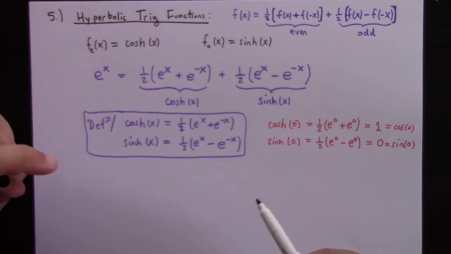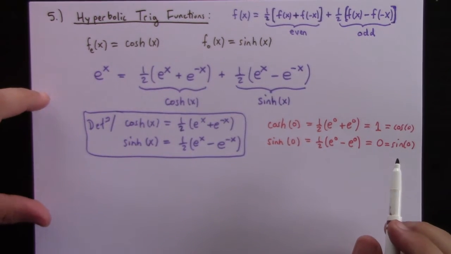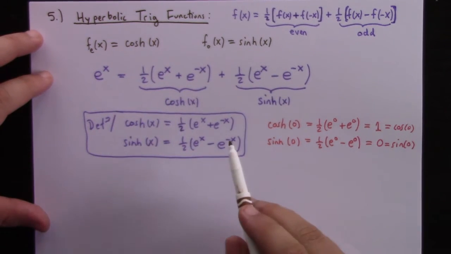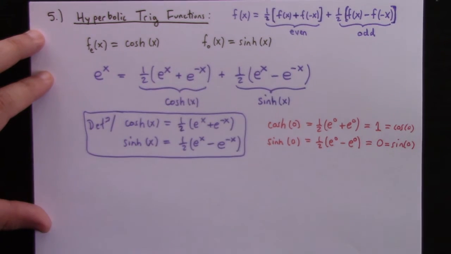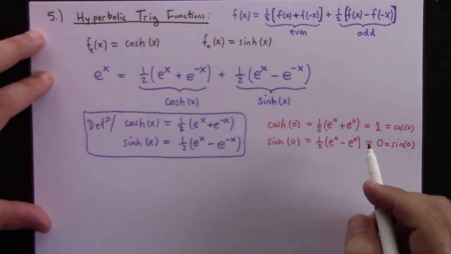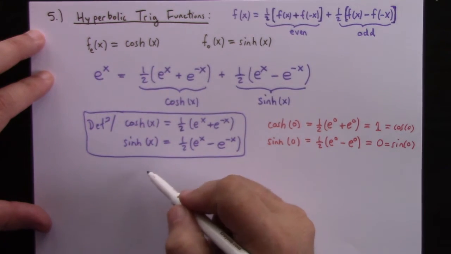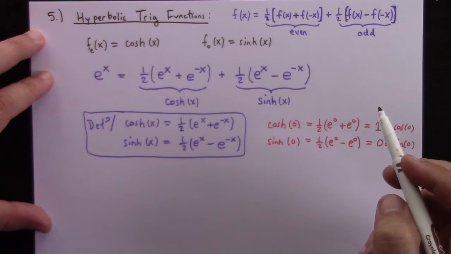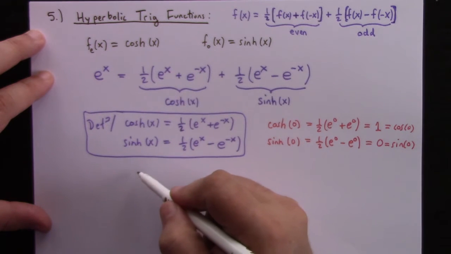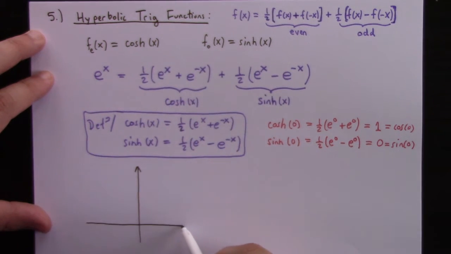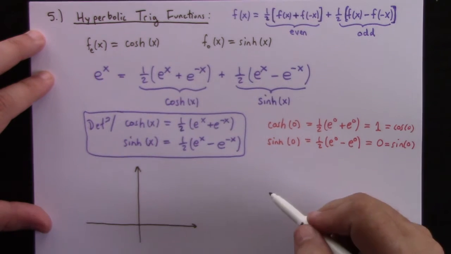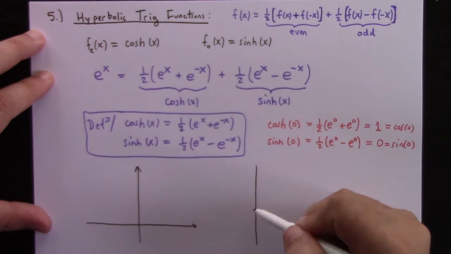So cosh and sinh look like this. There's lots of interesting things to say about cosh and sinh. I'll just get straight to some big fun facts. Well, what does the graph of cosh look like, and what does the graph of sinh look like? Let's get to those first.